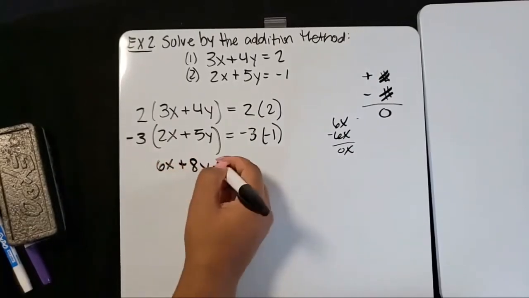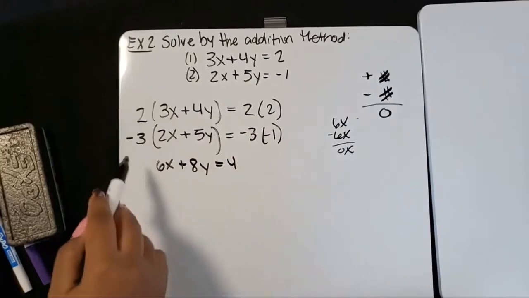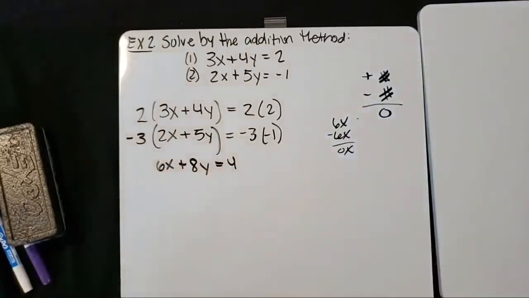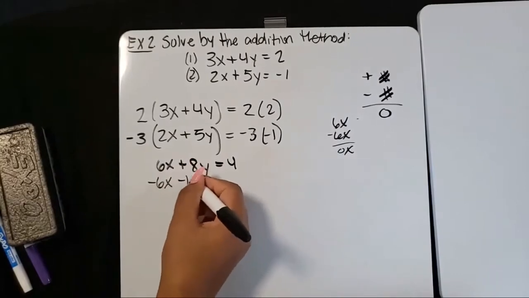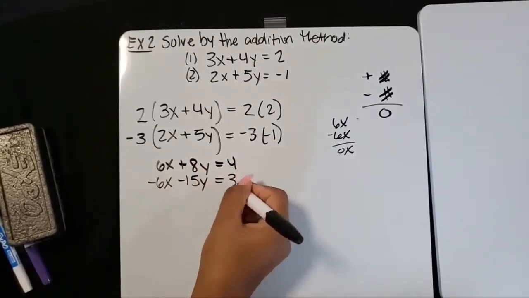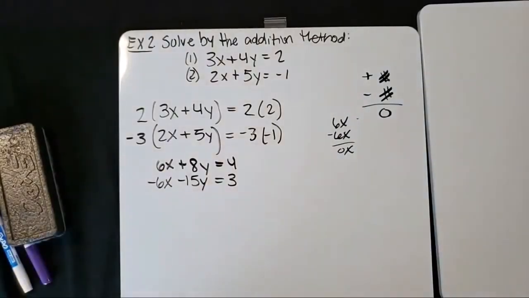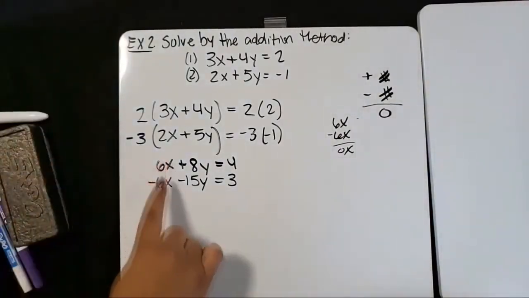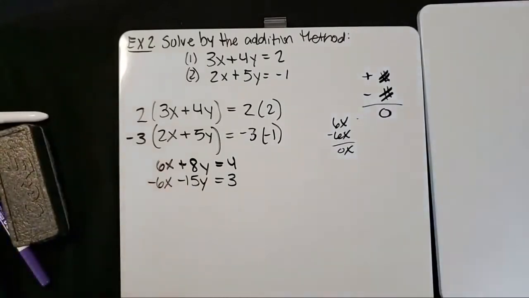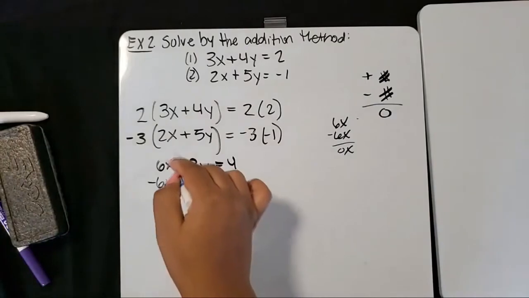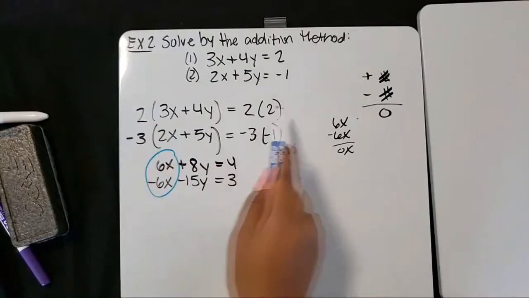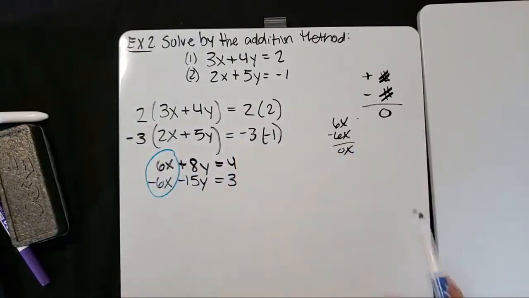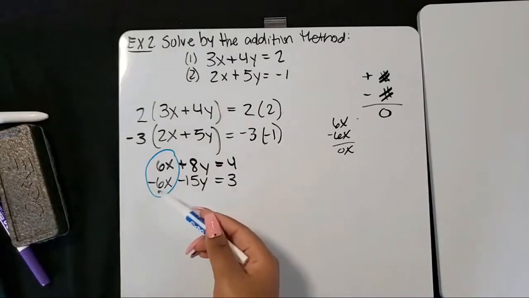Okay. So when we redo our first equation, it's going to be 6x plus 8y equals 4. When we redo our second equation, and redo, I mean multiplying by that number, we get -6x minus 15y equals 3. All right. So from here, we can see that 6x and negative 6x is going to cancel, and this is what we wanted, okay? So the whole purpose, we multiplied the first equation by 2 and the second equation by negative 3 because we wanted to eliminate this x term, all right?